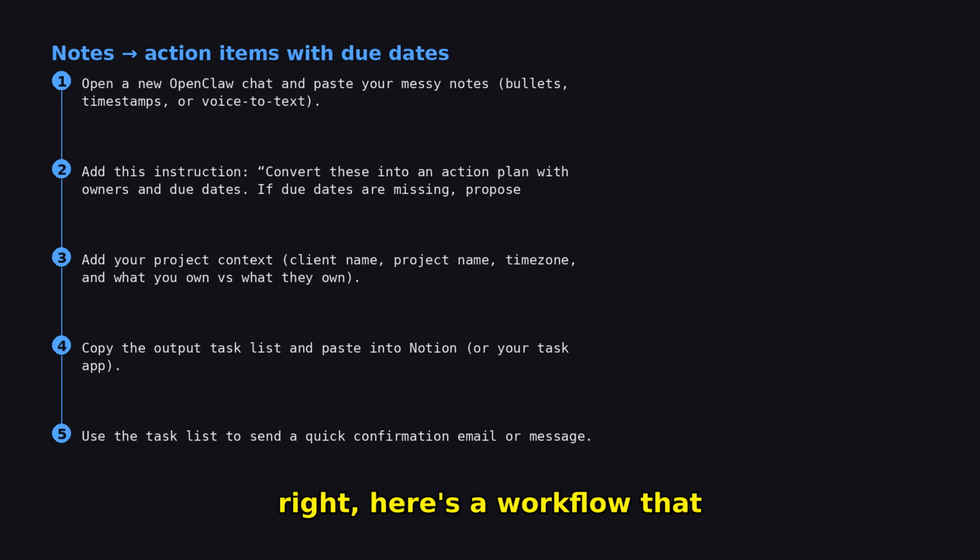All right, here's a workflow that freelancers love once it clicks: notes to action items. Because the moment you leave a call, your brain starts doing that thing where it knows what to do next, and then you forget. OpenClaw helps you convert raw notes into a task list you can actually execute. Here's the step-by-step. First, open OpenClaw and start a new chat. Second, paste your messy notes.